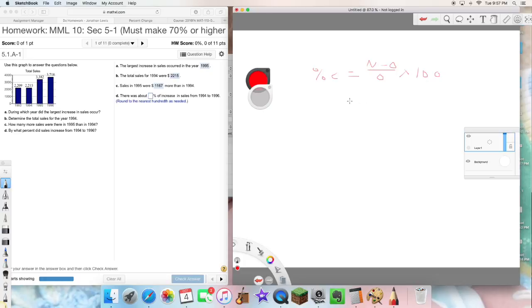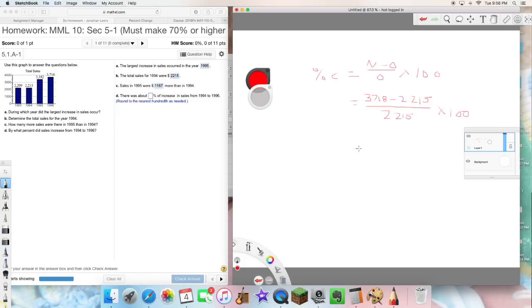Okay? So what is my new in this? Well, since I'm going from 94 to 95, my new is the 3,718. Sorry about my bad writing. And I'm going to subtract the old, which was in 1994, which is 2,215. And I'm going to divide by the old, which is 2,215. And when I finish this part out, I'm going to multiply it by 100.